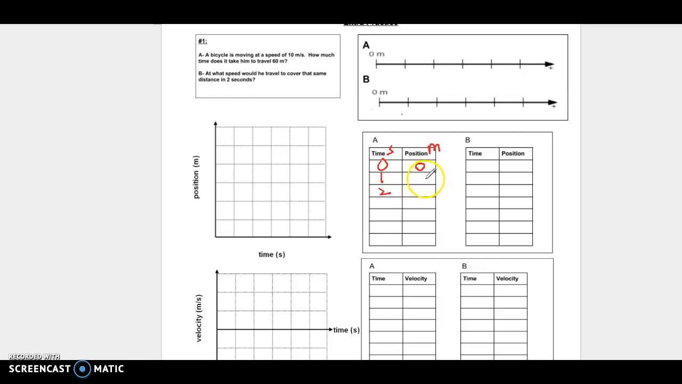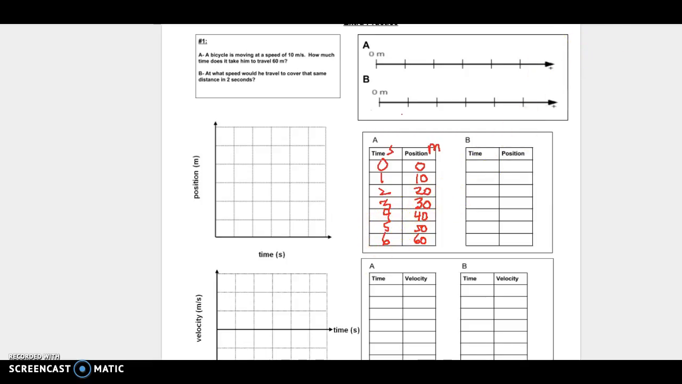And he's moving 10 meters per second, which means every second that passes by, he's going 10 meters further. So if he starts at 0 meters, he's going to go to 10. Then he's going to go to 20. And he's going to keep counting up by tens in his position change until he reaches a position of 60 meters. Okay? Right? So then if I follow this along, every second is going to be 3 seconds, 4 seconds, 5 seconds, 6 seconds. That's what it's going to take. Okay?